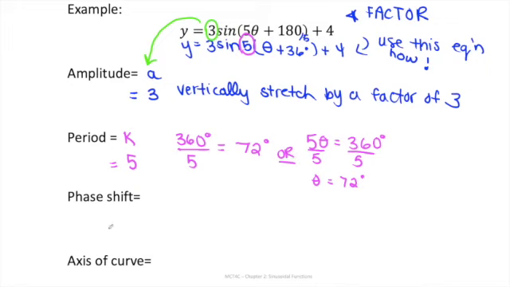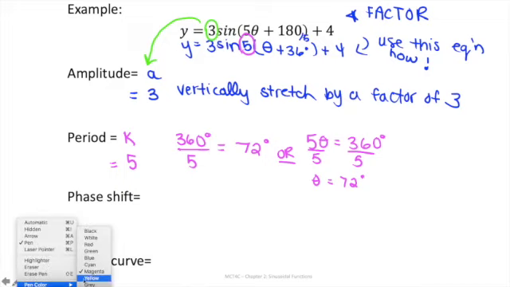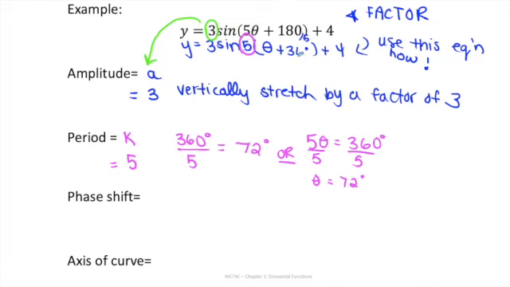Our phase shift, because we already factored, is nice for us. We can just look here. That is our D value, which is equal to positive 36 there. So that means that we are going to move left 36 degrees. So remember that our phase shift is left. It's the opposite, or you need to write negative 36 degrees for me there, because it's opposite of what you see.